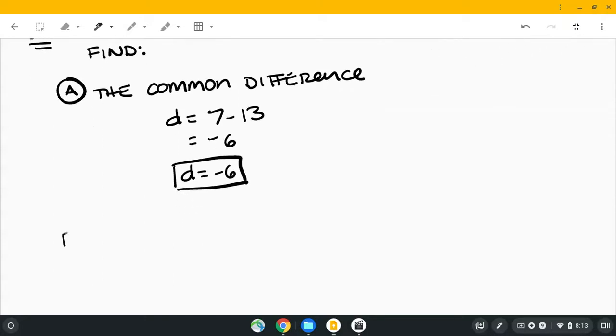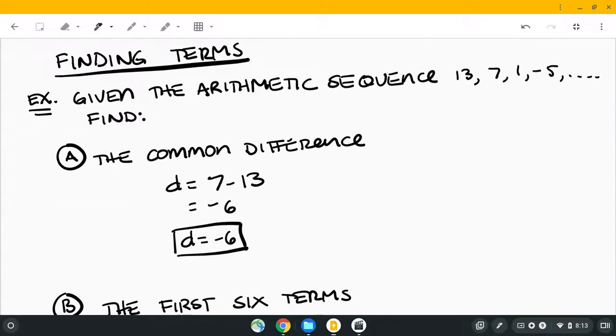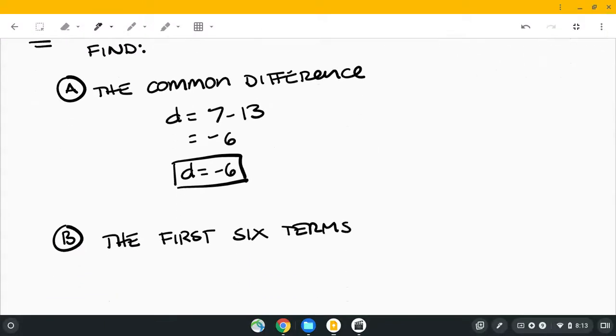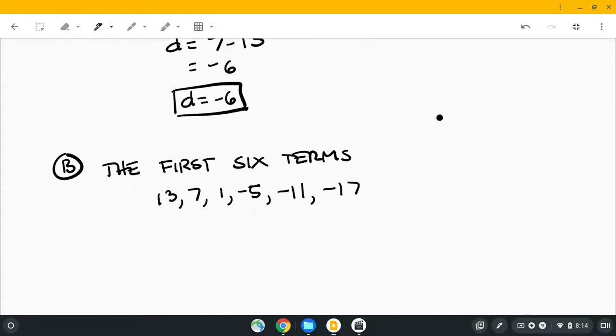B, find the first 6 terms. Okay, so we already have the first 4: 13, 7, 1, negative 5. So just keep subtracting 6. Subtract 6, get negative 11. Subtract 6, we get negative 17. And those are my first 6 terms.